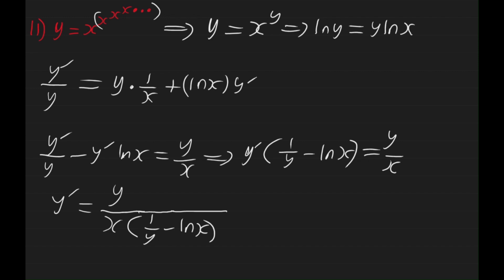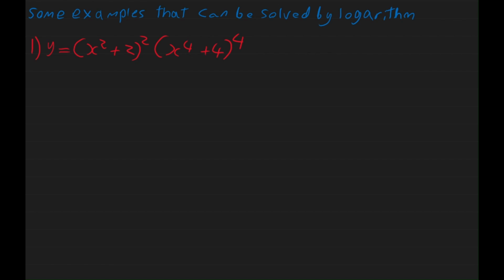And you can remove every y and put x power x power x and 3 dots. 3 dots indicates it's still infinity. You don't have to put more or less, just put 3 dots. More doesn't make sense. Okay, now we have like 3 or 4 examples, 3 examples that can be solved by logarithm.